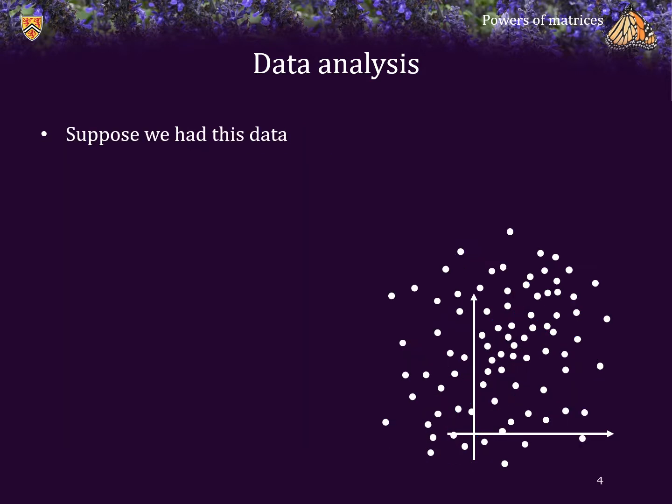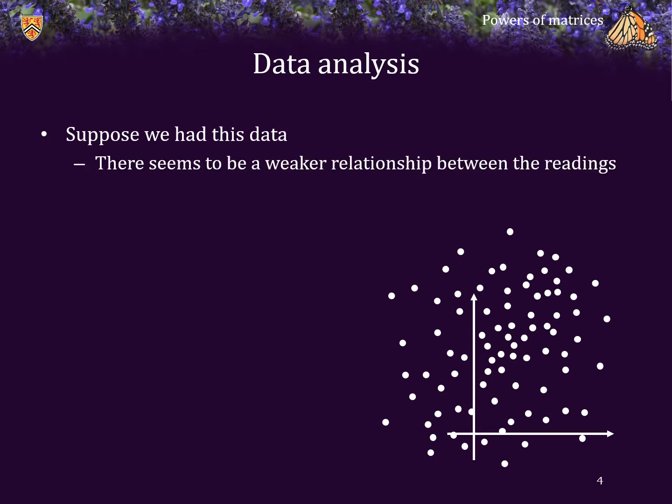Now suppose instead we had this data here. So for example, suppose the sensors from which we got this data were sufficiently remote that there was no real effect of a reading on one sensor versus a reading of the other sensor. Say for example, taking the temperature here, whereas another temperature reading is being taken in the Sahara. There simply doesn't appear to be a strong correlation between these readings.